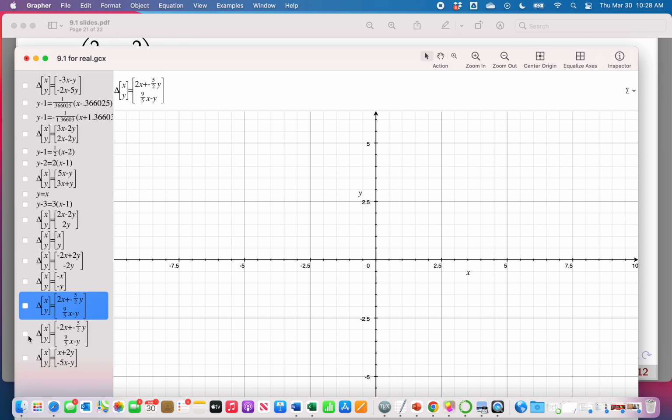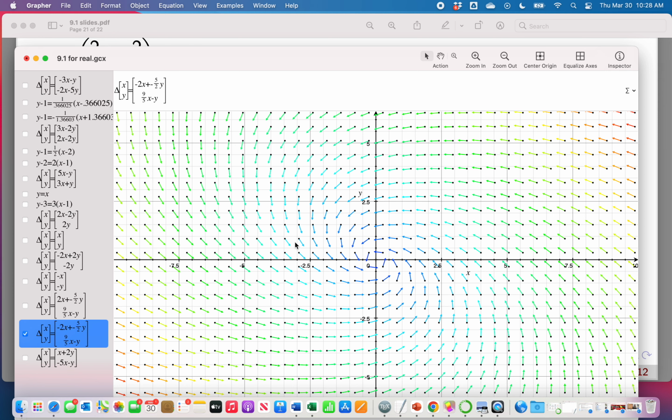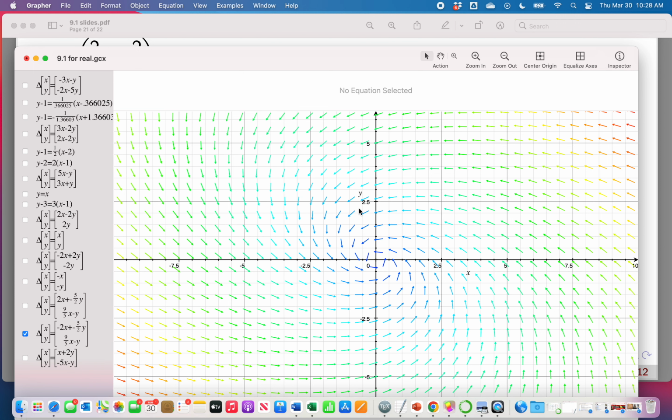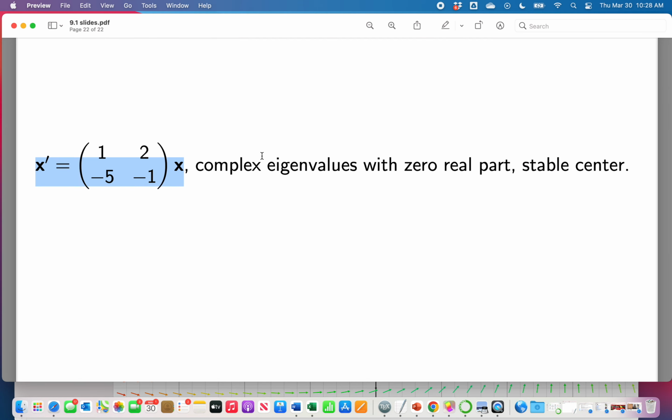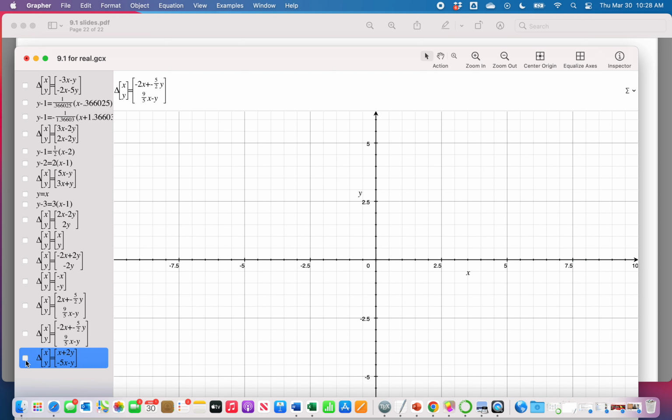Now, if I have complex eigenvalues but with negative real part, I get the same picture but in reverse. So this is now spiraling me to the origin. We already looked at this the other day. The last thing I want to show you is this system here. There are complex eigenvalues, but they're purely imaginary. There's no real part. Then you get what's called a stable center.